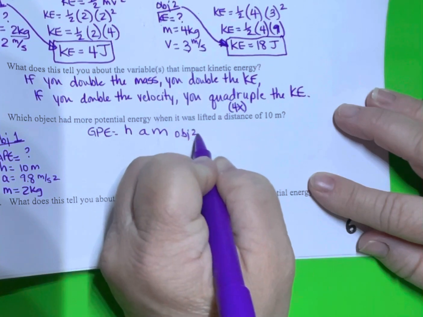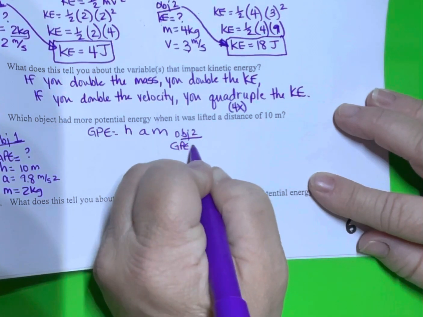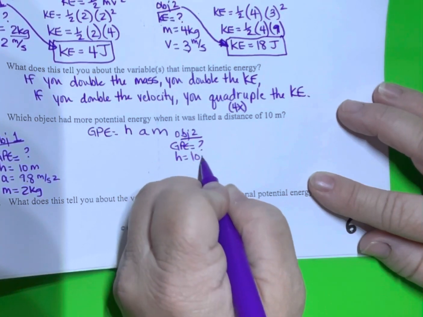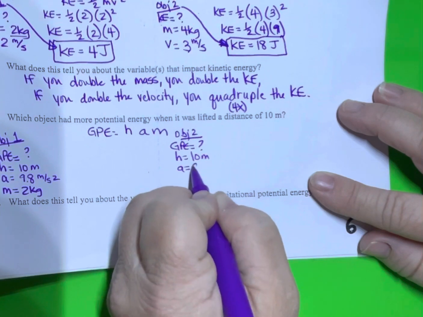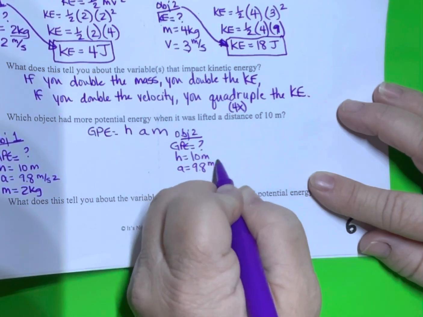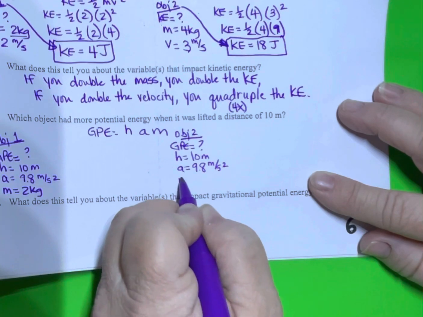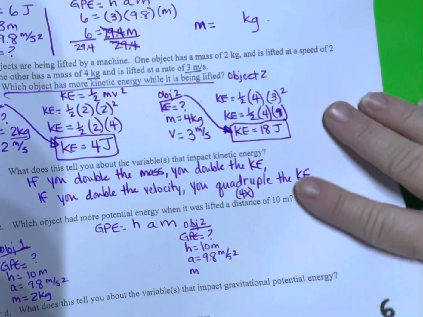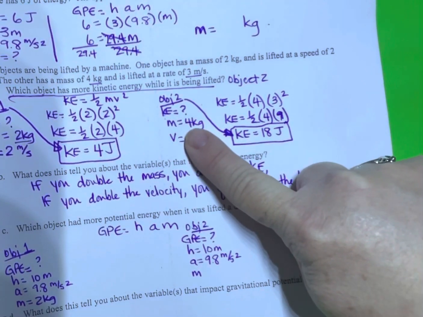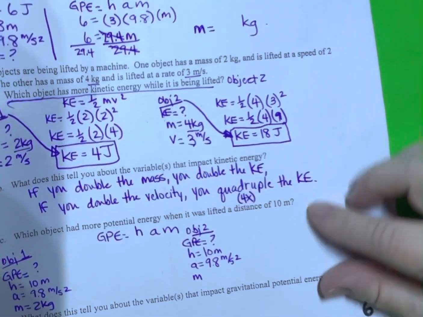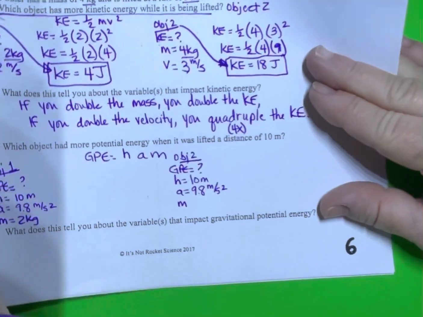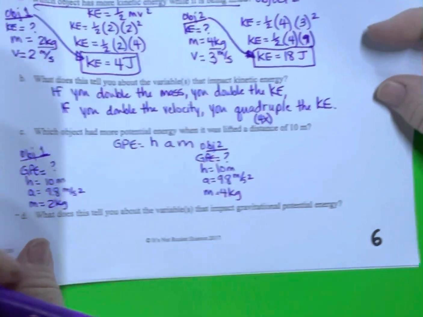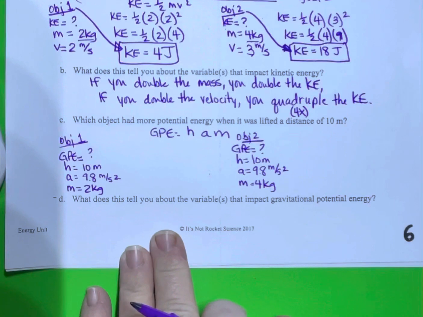Now I'm going to just fill in the stuff for object 2. For object 2, the GPE, we don't know. We're going to solve for that. The height is the same, 10 meters. The acceleration due to gravity, remember that's always the same, 9.8 meters per second squared. And then the mass, we have to go back up here to where we calculated it and they gave us that value. The mass was 4 kilograms for object number 2. So I'm going to put 4 kilograms in down here for the mass. Okay, so now we just calculate GPE for both objects.